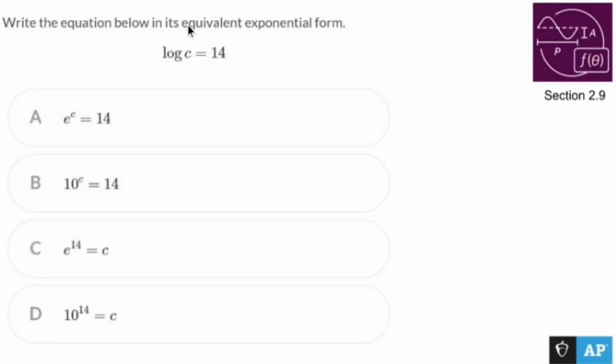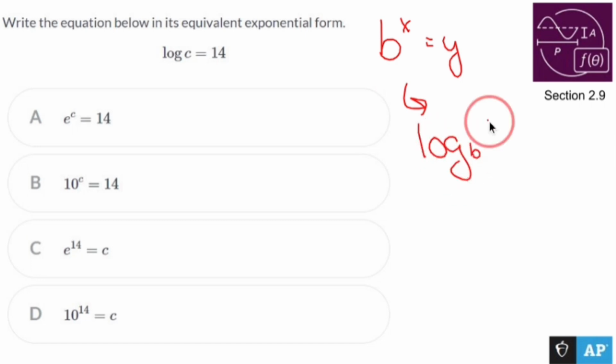Write the equation below in its equivalent exponential form. All right, well, exponential form looks like this: b to the x equals y. I could take something that looks like b to the x equals y and rewrite that as log base b of y equals x. So I'm given the log form. What I don't see here is a base. And when I don't see a base, it's an invisible 10. So my base is invisible 10. My y is that c right there. And my 14 is going to be x.